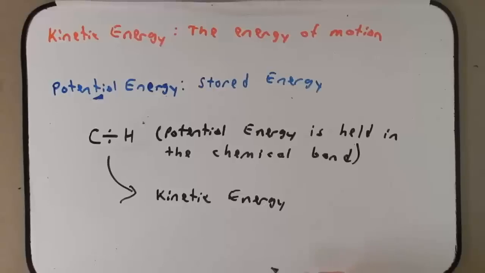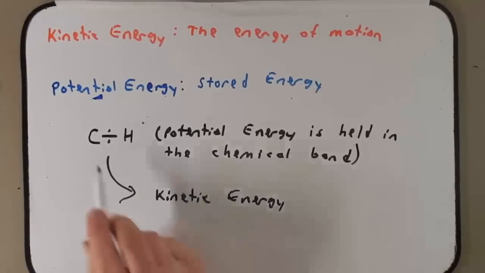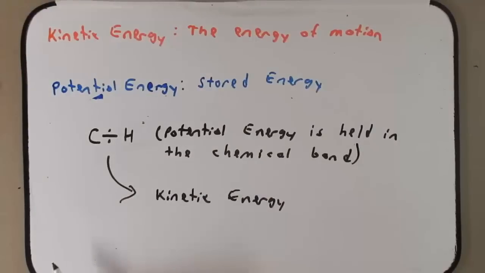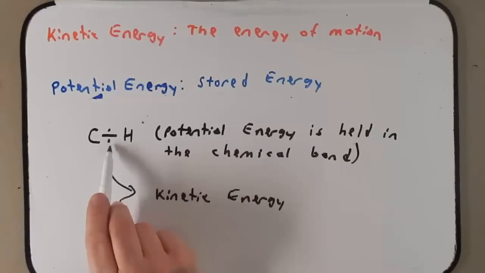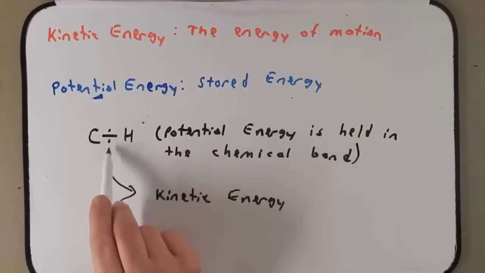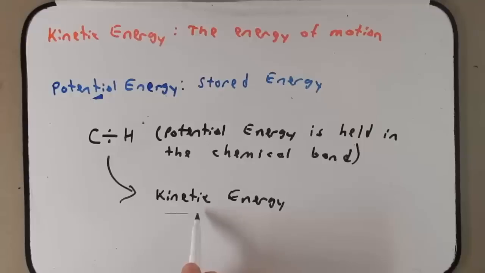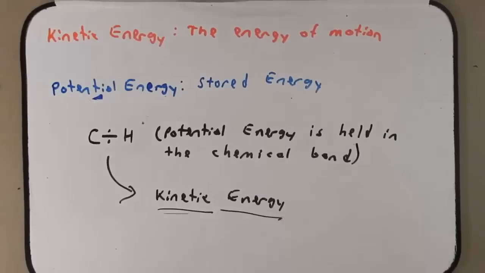So the water at the very top of the waterfall has potential energy. It's not doing anything yet. Just like this bond, it's not doing anything yet. But as that water falls off the waterfall, all that energy is converted into kinetic energy. Same thing here. When this bond is broken, that potential energy held in this bond is transferred into kinetic energy. And the kinetic energy will then allow work to occur in the cell.